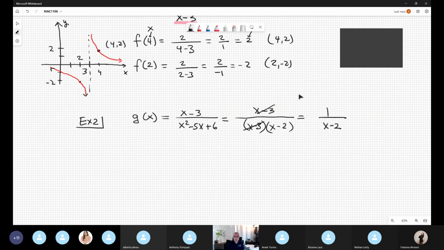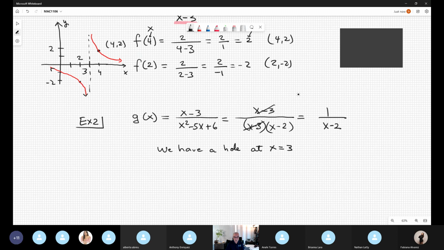I detect things. We have the hole. So one conclusion is we have a hole at x equal 3. So how do you know that? The factor that gets cancelled is considered a hole because it's undefined, but no asymptote.